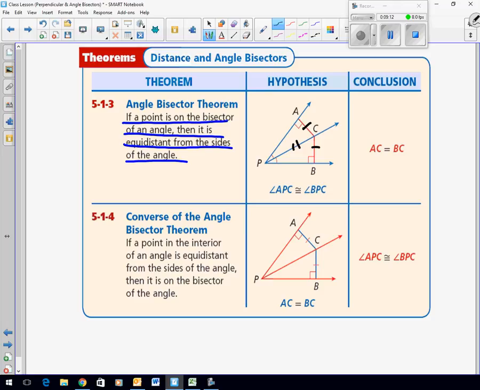The converse of the angle bisector theorem says this: if a point in the interior of an angle is equidistant from the sides of the angle, then it is on the angle bisector. This is a fancy way of saying if AC is congruent to BC, then PC is the angle bisector of APB. Okay? Again, a lot of mumbo jumbo congruency, right?